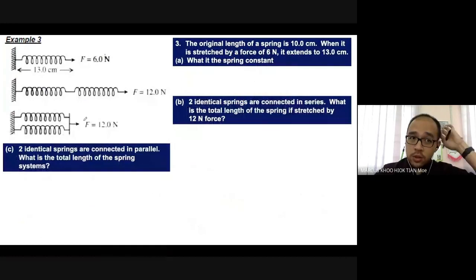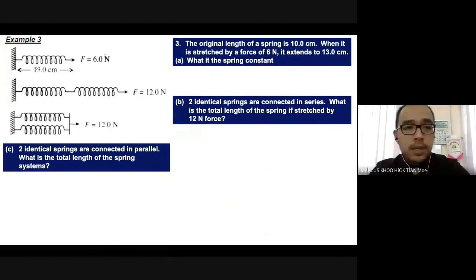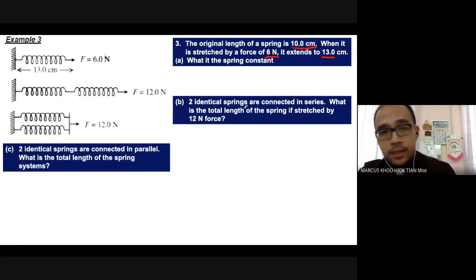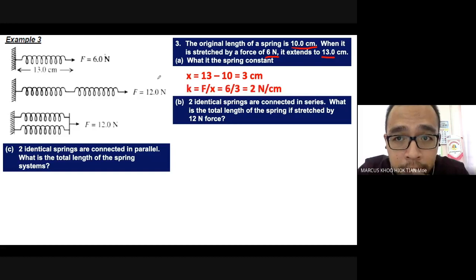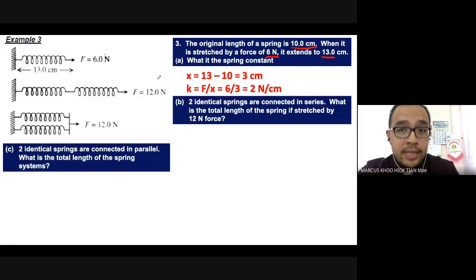Okay, so this is the same thing. So 13 centimeters will give you 6 newtons. The original length of the spring is 10 centimeters. Okay, when it is stretched by a force of 6 newtons, it will extend up to 13. What is the spring constant? Anybody? Spring constant? Okay, spring constant is 2, unit please. Newton per cm. All right, because you use x in cm lah.